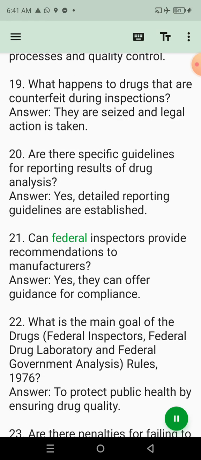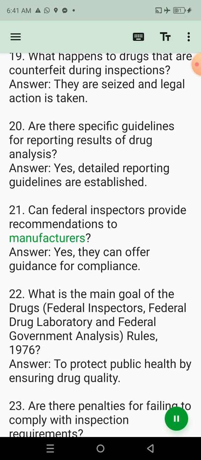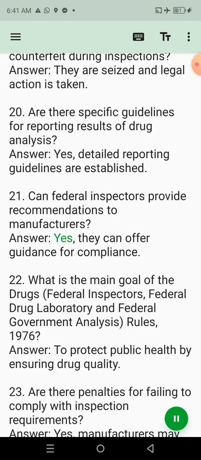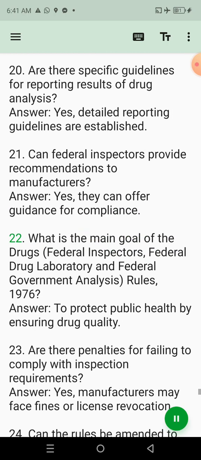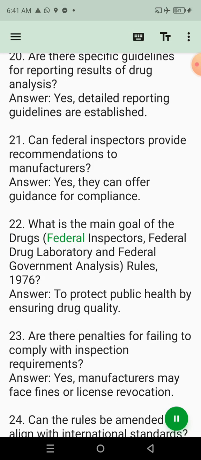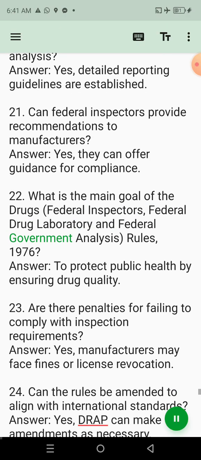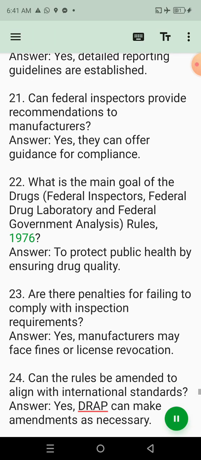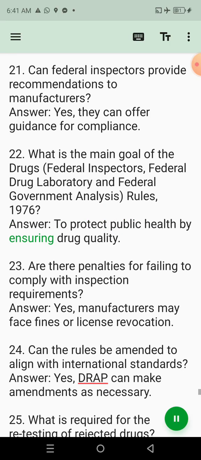21. Can federal inspectors provide recommendations to manufacturers? Answer: yes, they can offer guidance for compliance. 22. What is the main goal of the Drugs (Federal Inspectors, Federal Drug Laboratory and Federal Government Analysis) Rules, 1976? Answer: to protect public health by ensuring drug quality.